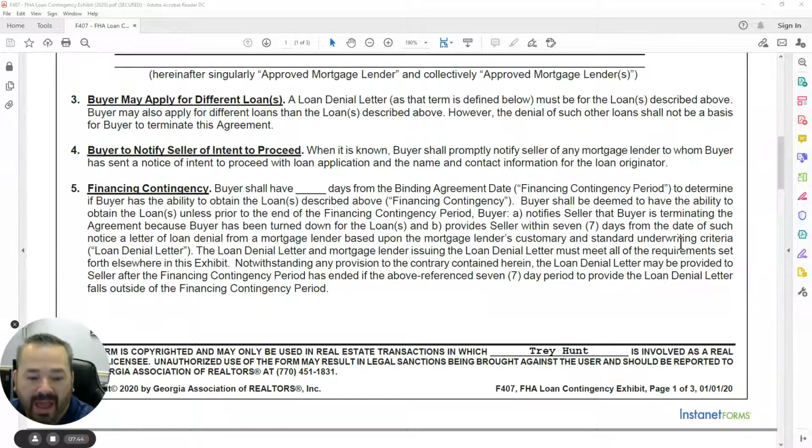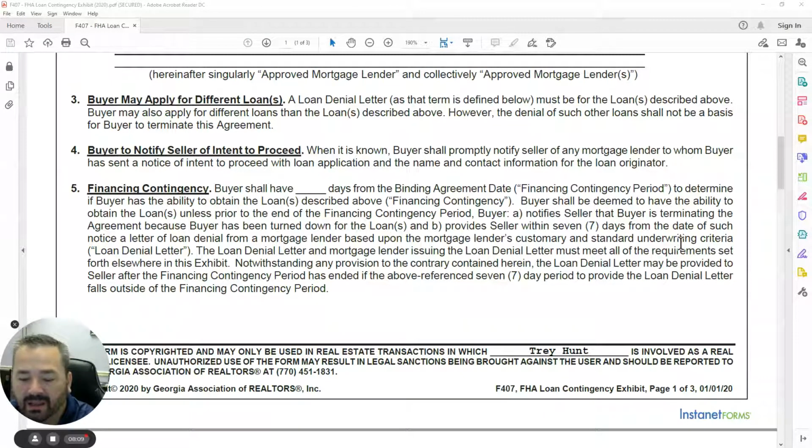Meaning they have to have gotten turned down because of their credit standing, their debt to income, their ratios. They can't get turned down because they didn't get the lender the stuff that they needed. Okay, it can't be the buyer's fault that they got turned down. It has to be for standard underwriting criteria.